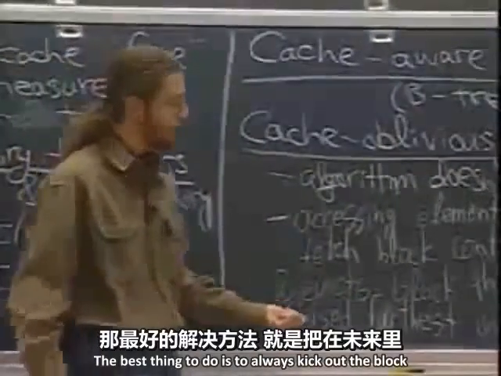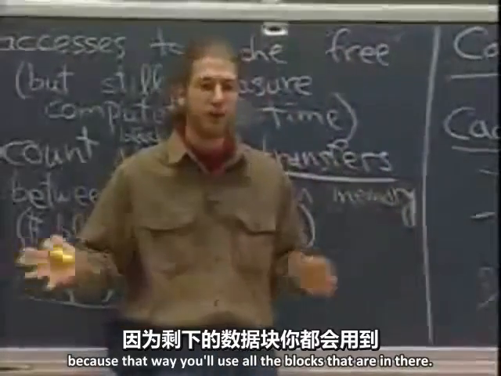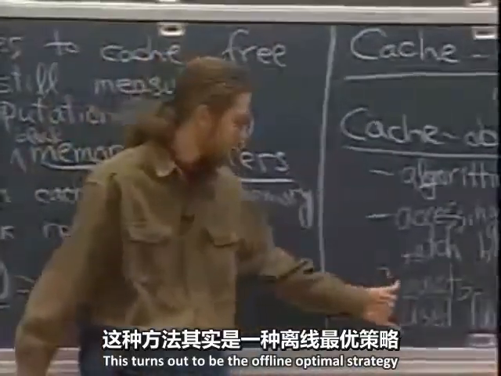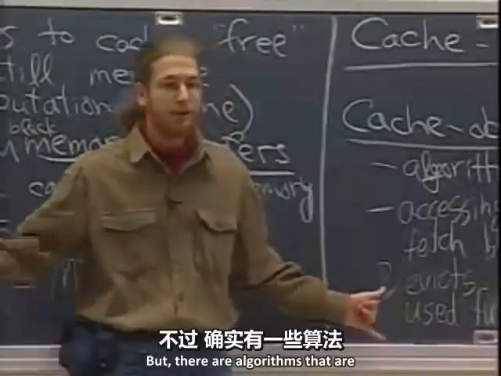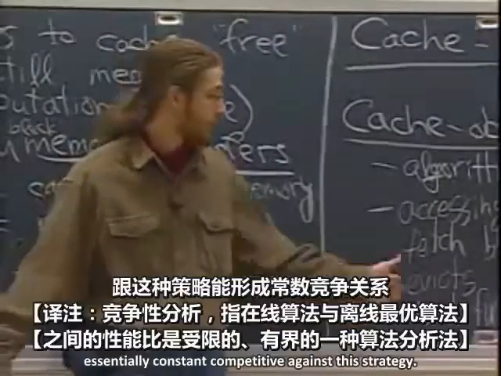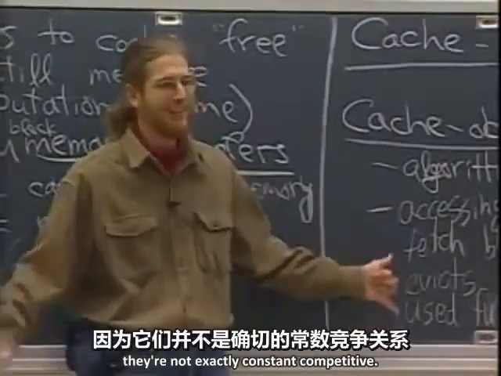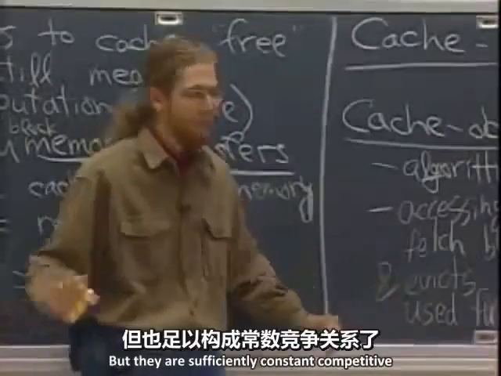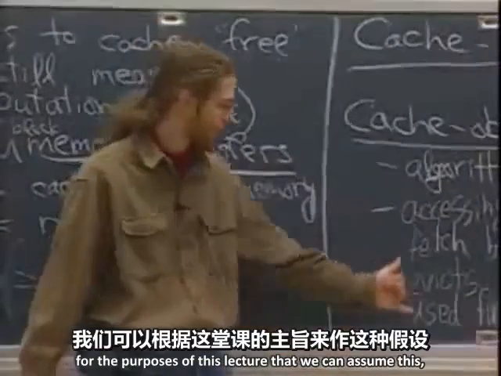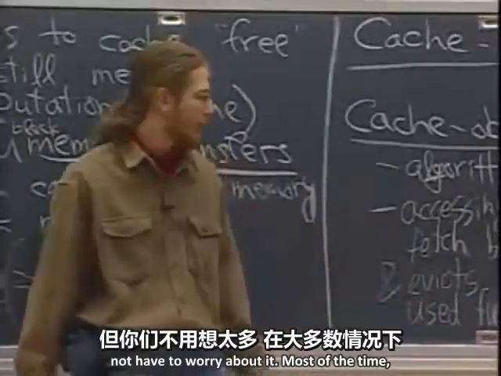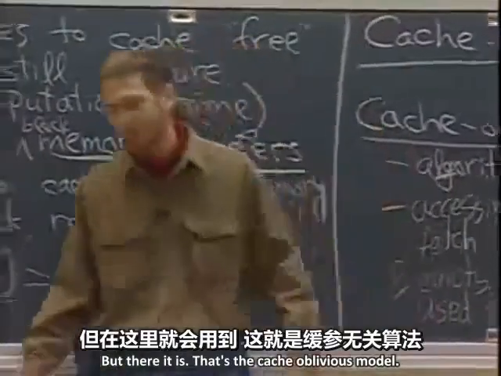The best thing to do is to always kick out the block that will be used farthest in the future, because that way you'll use all the blocks that are in there. This turns out to be the offline optimal strategy if you knew the future. But there are algorithms that are essentially constant competitive against this strategy. I don't want to get into details because they're not exactly constant competitive, but they are sufficiently constant competitive for the purposes of this lecture that we can assume this, not have to worry about it. Most of the time, we don't even really use this assumption, but there it is.